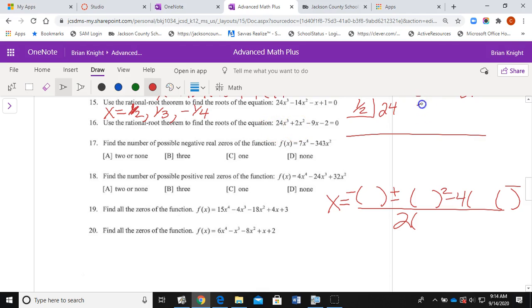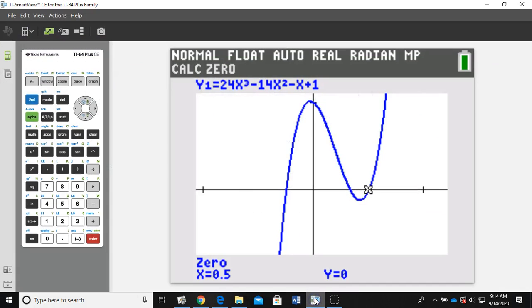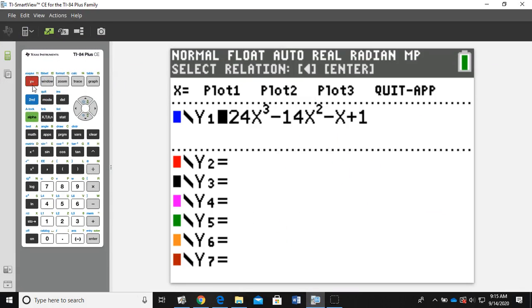24, 2, negative 9, and negative 2 this time. I don't know if 1/2 works, so let me plug in. We got 2x squared minus 9x. Was it plus 2? Minus 2. Plus 2x squared minus x. 9x minus 9x plus 2. Minus 2. Minus 2. Thank you.